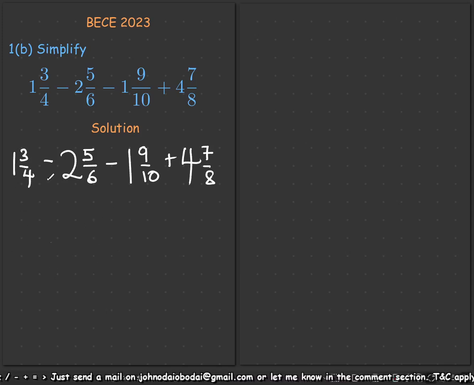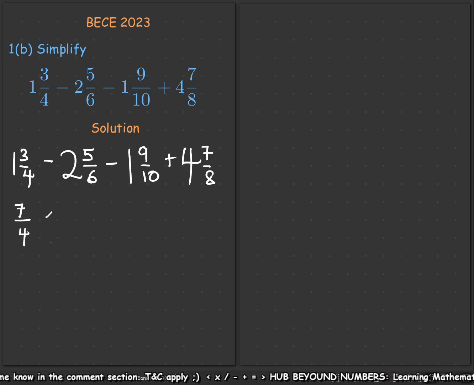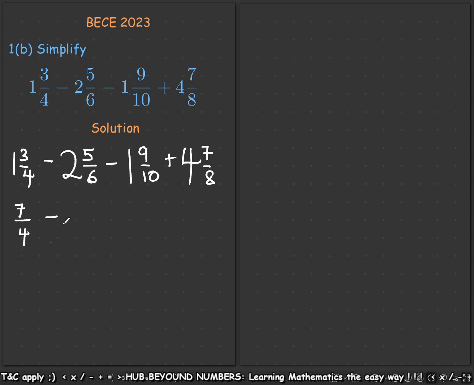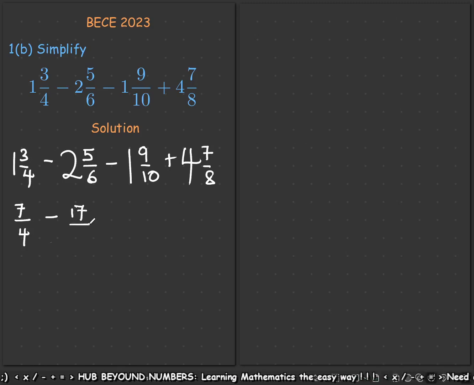So we have 1 times 4, which is 4, then plus 3, and that gives us 7. So this whole fraction becomes 7 over this denominator we have over here, so over 4. Then we come to minus 2 times 6, which gives us 12. Then we add this numerator, which is 5. So now we have 17 over 6.